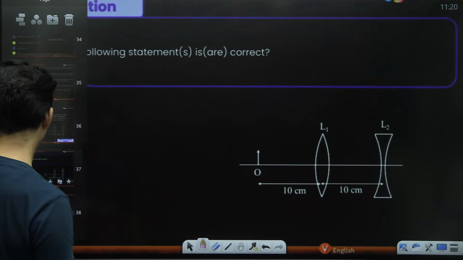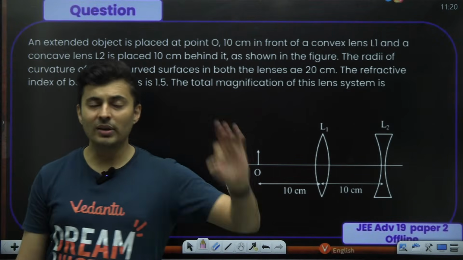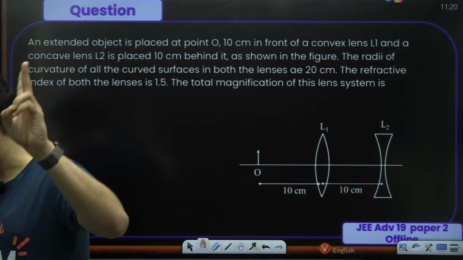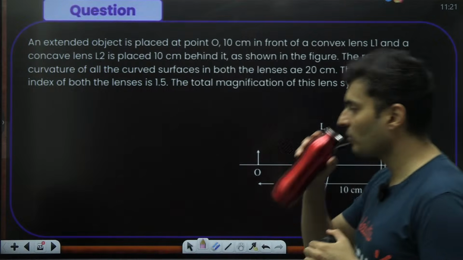Do I have just the diagram? No, I don't have the diagram. So let me just do it over here. Okay, so read the question again. There are two lenses back to back, guys. Yes, there are two lenses back to back, and you have to find the effective magnification.